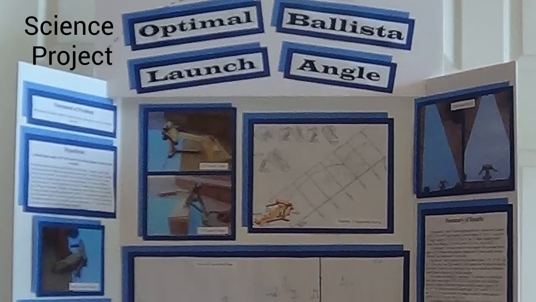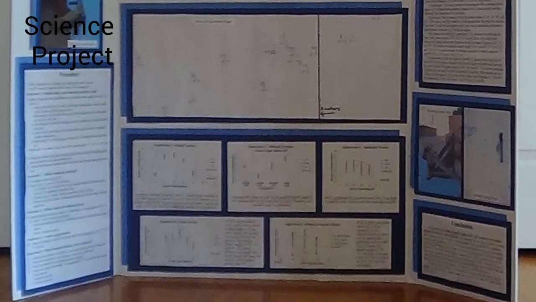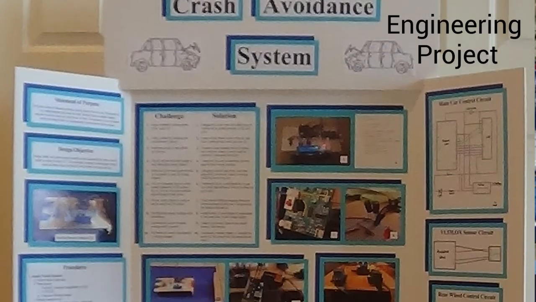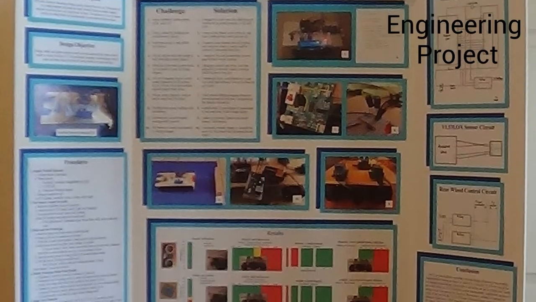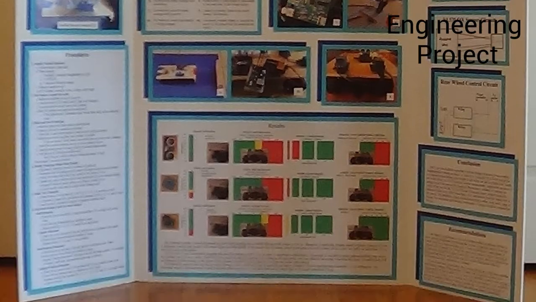I will be using two of my previous projects as examples to show the differences. The first project is a science project, where I determined which launch angle for a ballista made the projectile travel the farthest. The second is an engineering project, where I modified a remote-controlled car so that it stopped when it sensed an object in front of it.